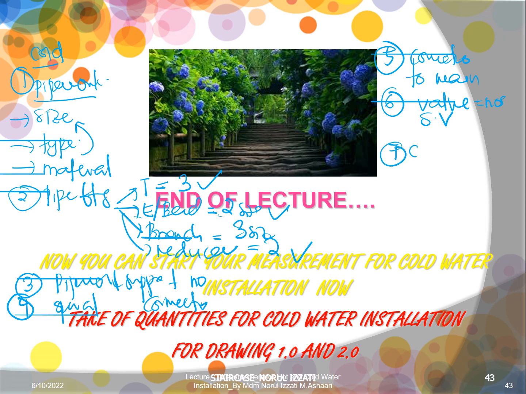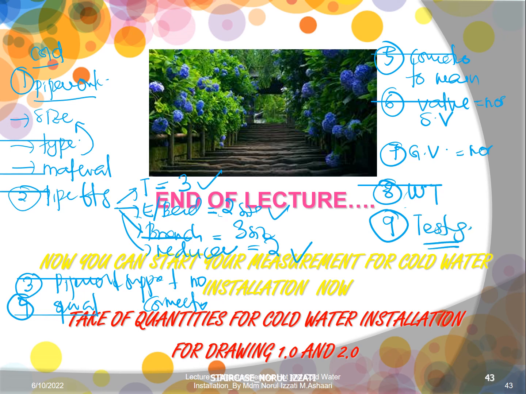Number 7, valve for the low pressure, also measured in number. And then if you have a water tank inside or outside the building, that one has to be clearly stated earlier in the heading. So this one I put water tank, or we put here as cistern. Then number 9, you have to measure for testing. These are 9 major items to be measured.